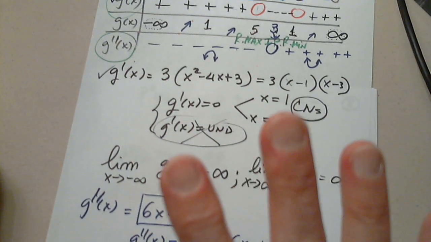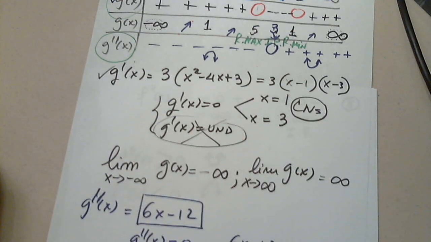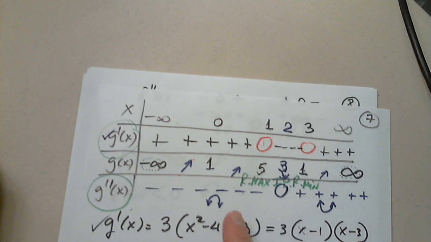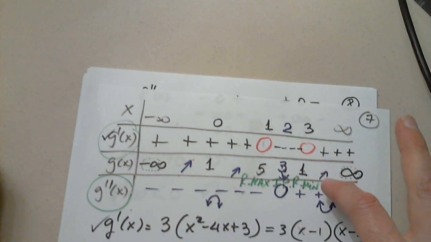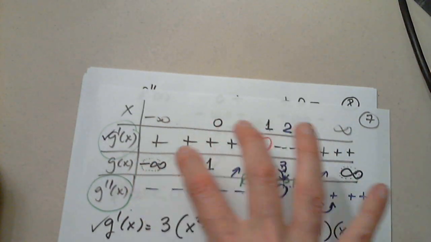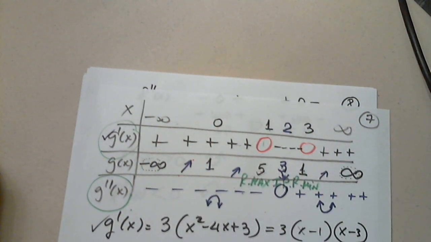So on Monday, we're gonna continue from here and graph this function. We have all the information we need. We have concavity, we have increasing, decreasing, we have relative max, inflection point, relative min, and behavior at infinity. We have everything we need.